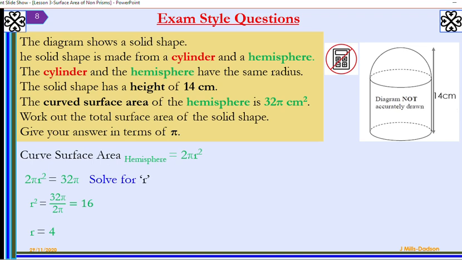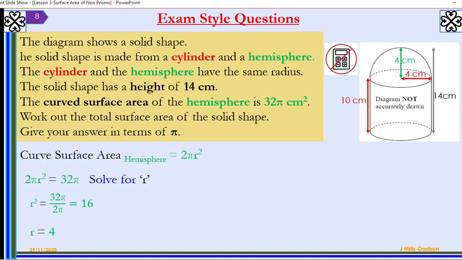Now, it says over here the cylinder and the hemisphere have the same radius. That means the radius for the cylinder is the same as the radius for the hemisphere. So let's put that in. I have 4 cm going up, 4 cm going across. Now that we know the radius, we can work out the height of the cylinder, which is 14 minus 4, and that is 10 cm.